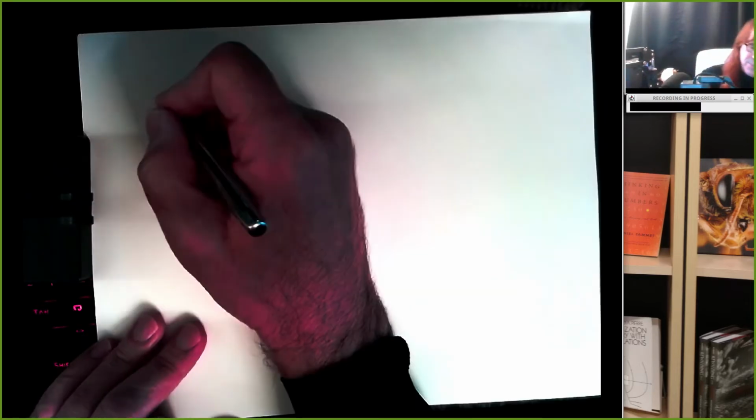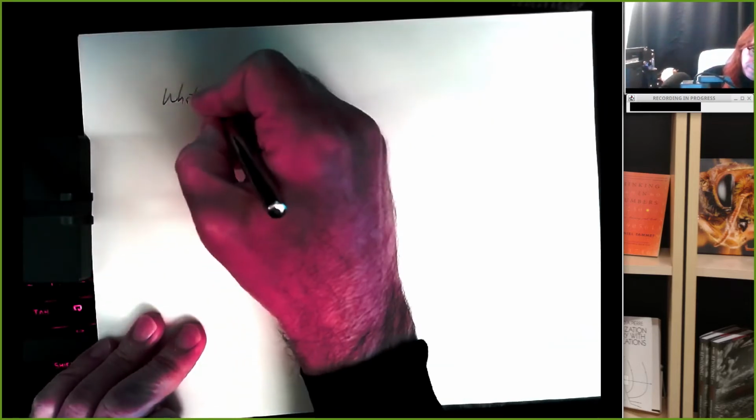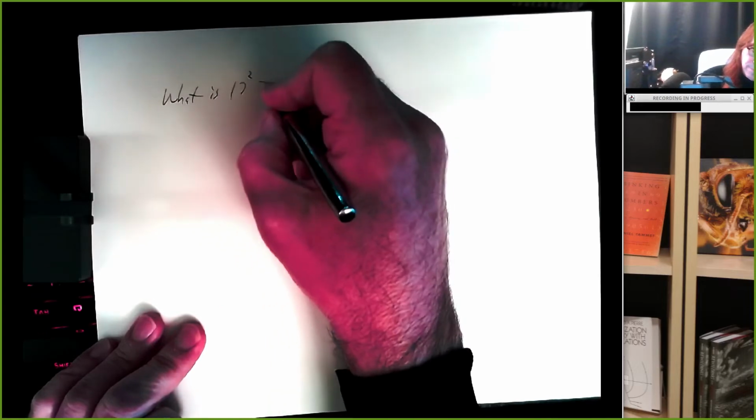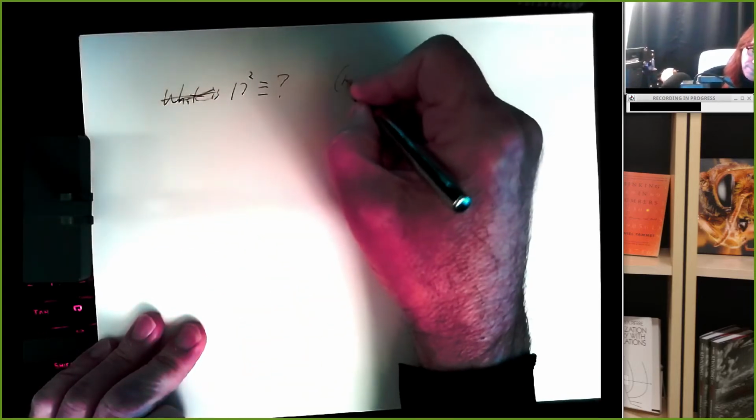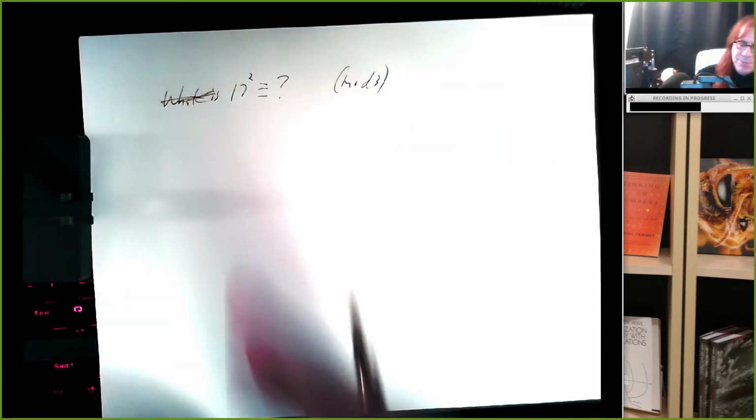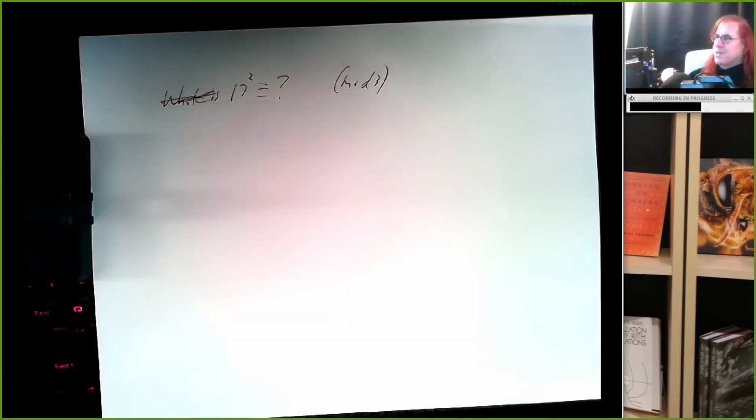So for example, let's just work mod 3. What is 17 squared congruent to modulo 3? Well, I can take 17, multiply it by 17, get 289, and divide that by 3 and see what the remainder is. And that will tell me what 17 squared is congruent to.